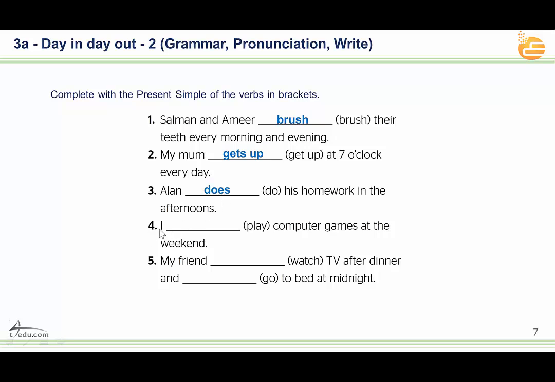Does, exactly. Number 4, I play computer games at the weekend. I, it's one I, but we said I is just like the plural, just like they, we, you, and all the plural nouns. So we have to say I play. Exactly, I play, no S. Number 5, my friend watch TV after dinner. My friend, only one. I didn't say friends, no. My friend, one.